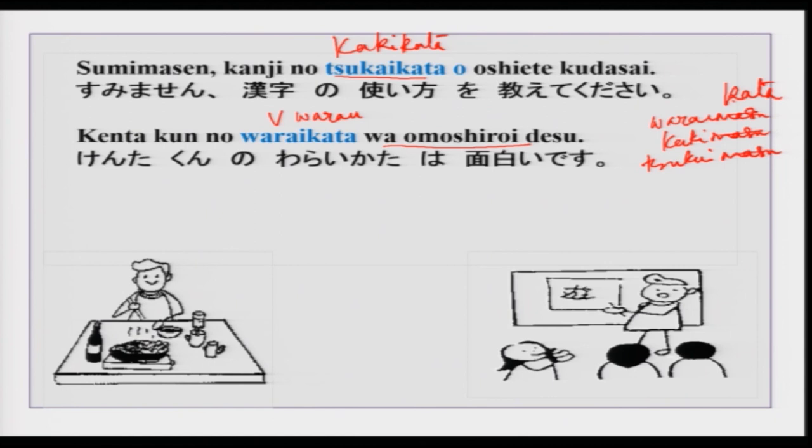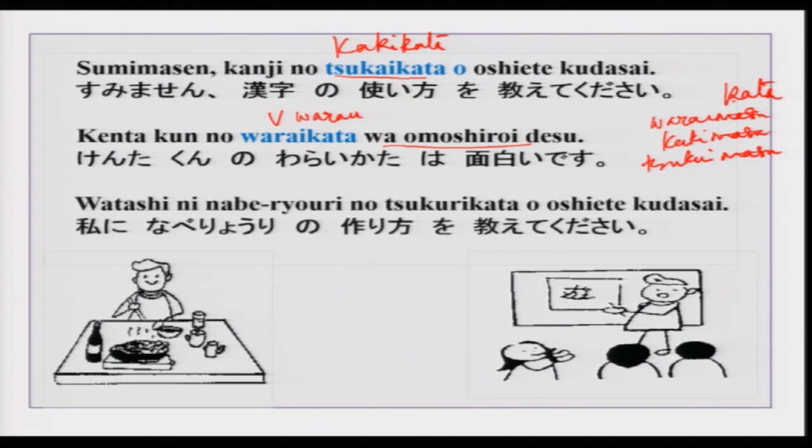Then we have somebody cooking over here. Watashi ni, to me. To over here, the meaning is to. Watashi ni nabe ryori no tsukai kata wo oshiete kudasai. Please tell me nabe ryori. Nabe is pan. This is a very, very famous way of making something in Japanese. Nabe ryori, it's cuisine in itself, a special type of cuisine which the Japanese love. This is cooked on the table and everybody enjoys it while it is getting cooked. Watashi ni nabe ryori no tsukuri kata wo oshiete kudasai. So please tell me how to make nabe ryori.